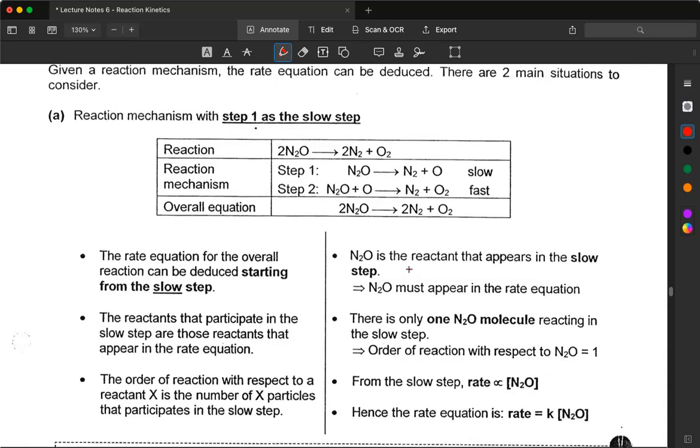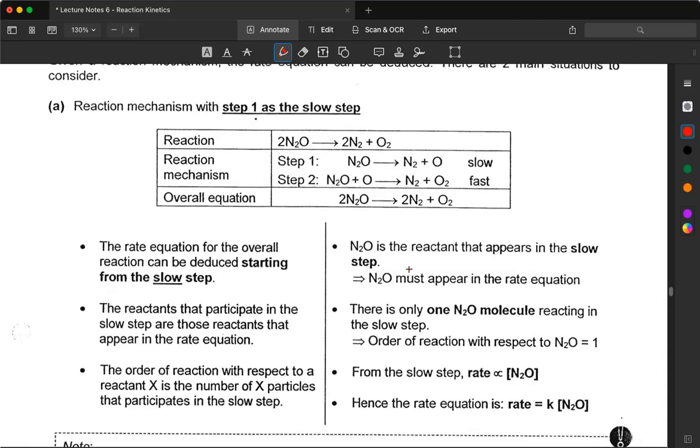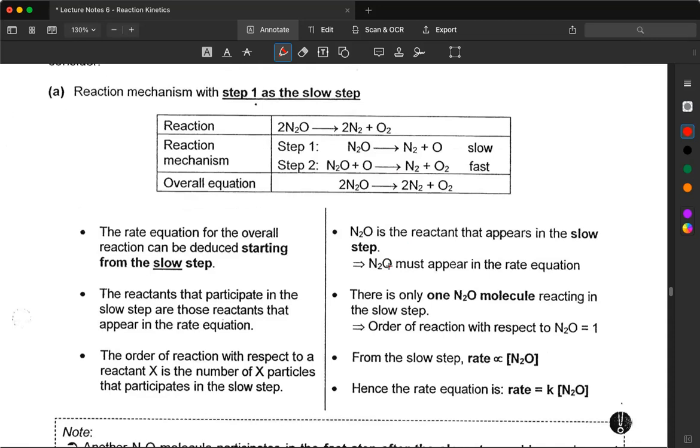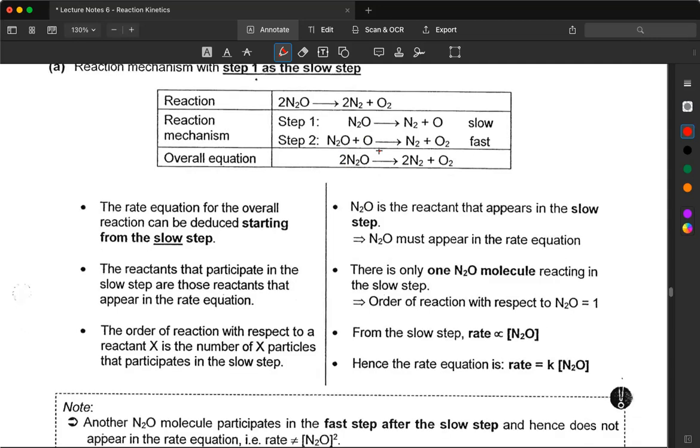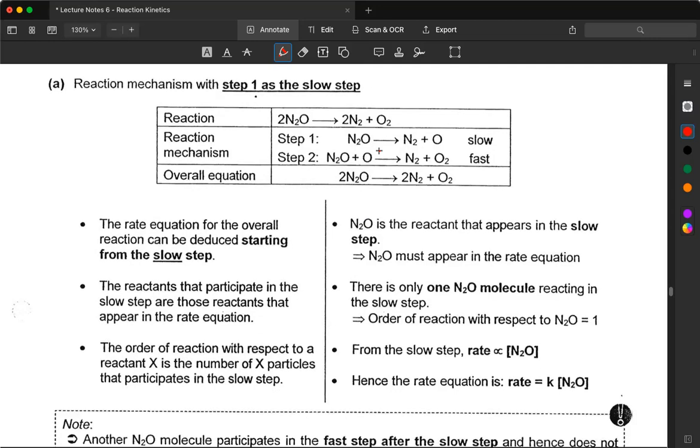So N2O is a reactant that appears in the slow step, and N2O must appear in the rate equation. Because it is in the slow step, it is the reactant that will appear in the rate equation. And there is only one N2O molecule reacting in the slow step. So the order of reaction with respect to N2O is 1. So from the slow step, the rate of reaction is directly proportional to the concentration, because there's only 1, and this is an elementary step now.